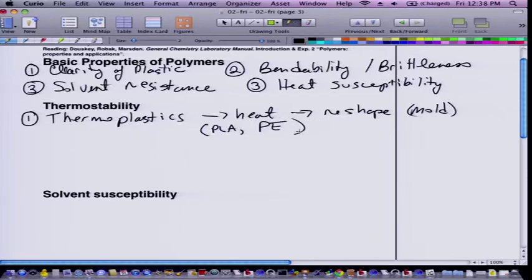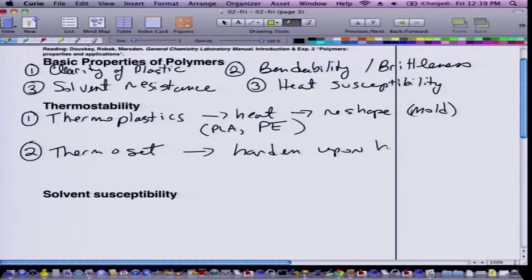Like high-density polyethylene are thermoplastic examples. And the other type of plastic, which doesn't have this property at all, is called thermoset. Thermoset plastics actually harden upon heating and can eventually break down. They cannot be remolded, okay? These plastics harden upon heating.